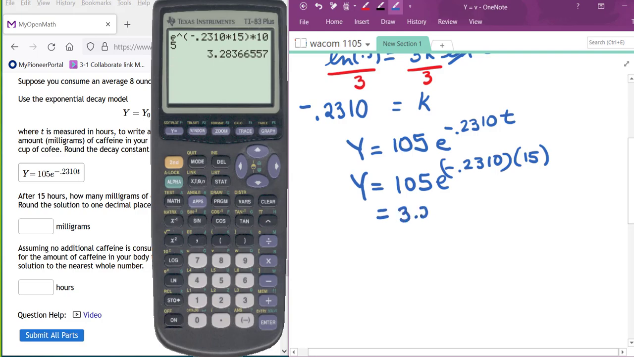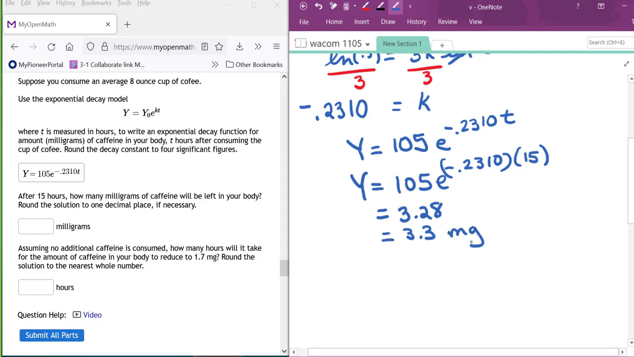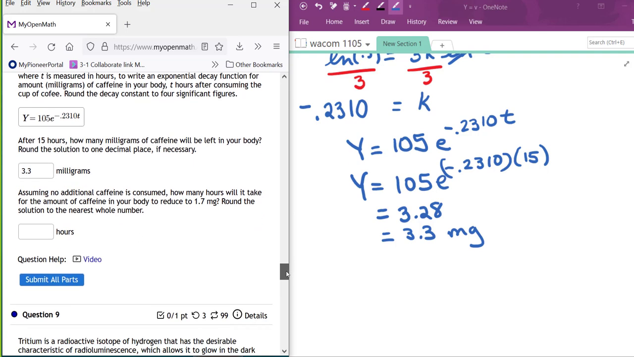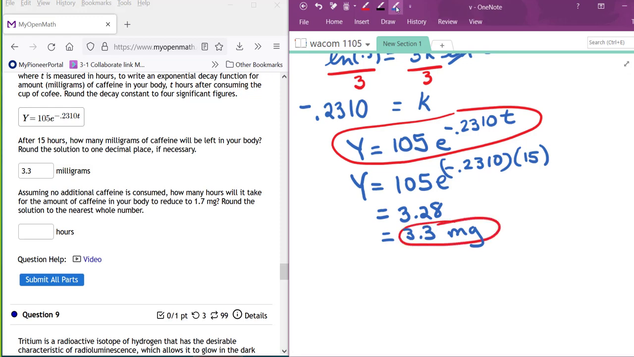So 3.28. And they say round the solution to 1 decimal place. So 3.3 would be to 1 decimal place. And this is milligrams. Right. So this was our first answer, our second answer. And third part of the question.